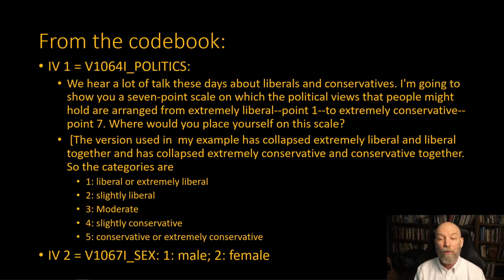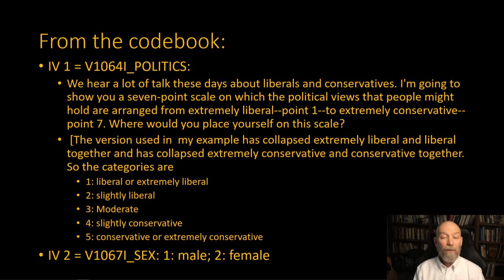I'm going to show you a 7-point scale on which the political views that people might hold are arranged from extremely liberal, 0.1, to extremely conservative, 0.7. Where would you place yourself on this scale? Now, the version used in this example has collapsed liberal and extremely liberal together. Then we have a category for slightly liberal, a category for the moderates, a category for slightly conservative, and a category that has put conservatives and extremely conservative together.